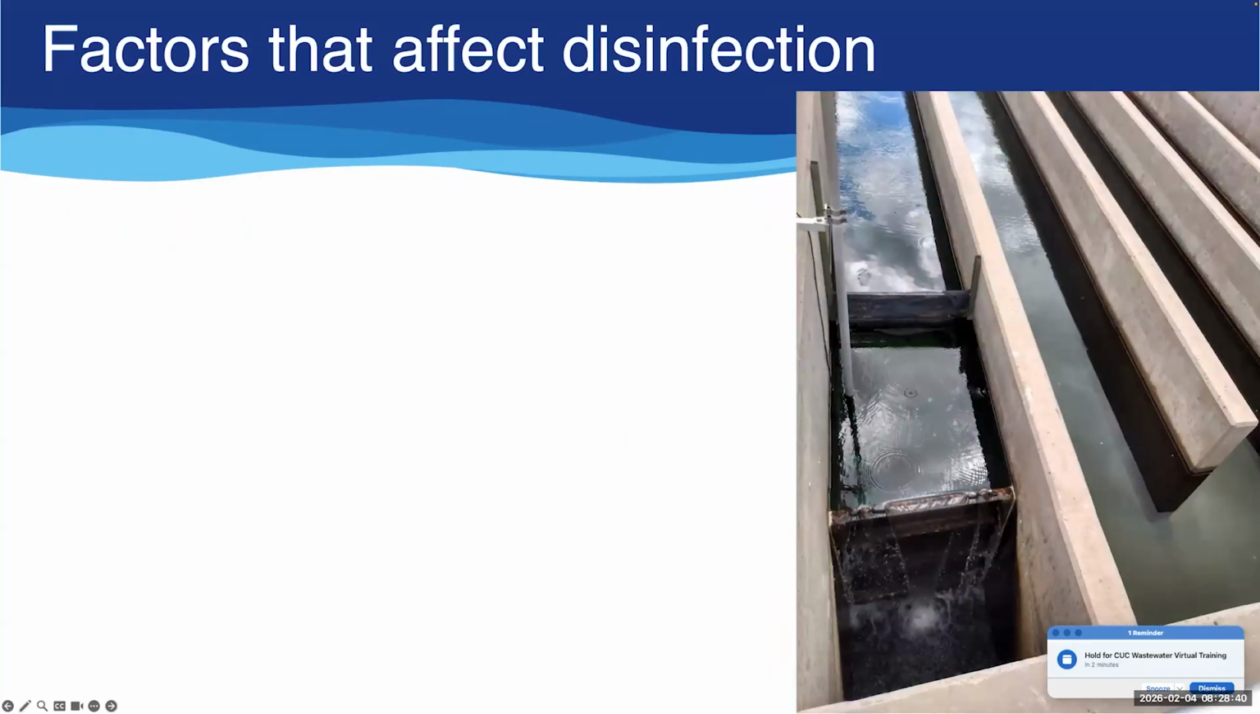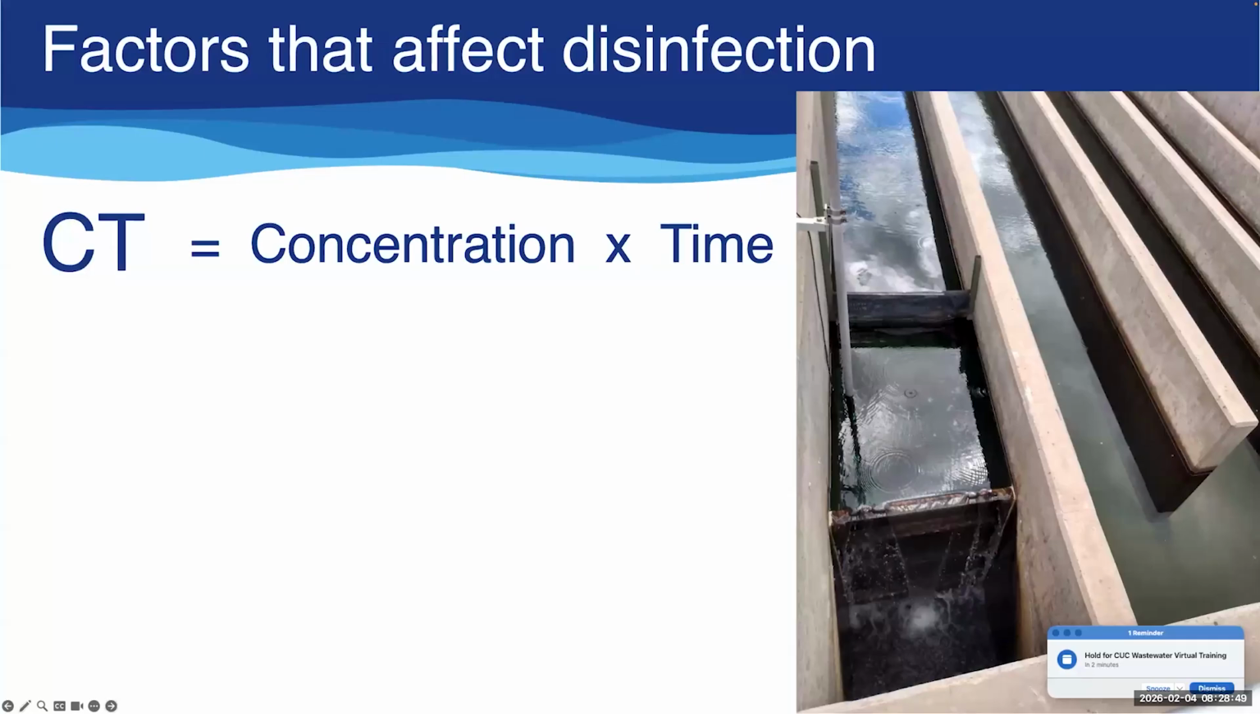Other things that can impact disinfection are concentration and time. So the concentration of chlorine and the amount of contact time that chlorine has with the wastewater that it's treating. Which is why we often see disinfection races as these long snakes where the water is moving relatively slowly. The idea is you want to give the chlorine enough time to mix with the water and enough time to contact those microorganisms to do the disinfection that it needs.